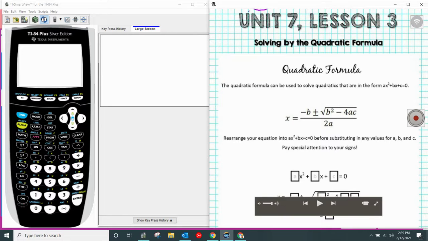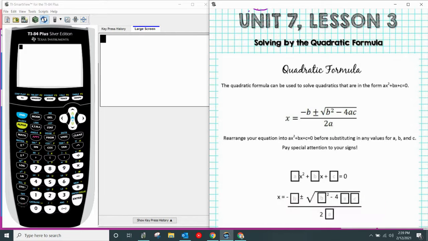So what is the quadratic formula? The quadratic formula is really good because you can solve absolutely any quadratic equation. Remember, quadratic equations look like this. You can solve absolutely any quadratic with the quadratic formula.